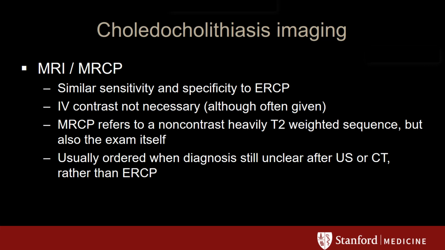And also, MRCP also refers to the exam itself. A lot of places will just do 4 or 5 sequences, no contrast, just the T2s. It's fast, and that's called an MRCP. We usually do more sequences, including contrast, because we don't want to just get a view of the duct, but also the surrounding structures. And usually, acutely, this is ordered where the diagnosis is still unclear after ultrasound or CT.